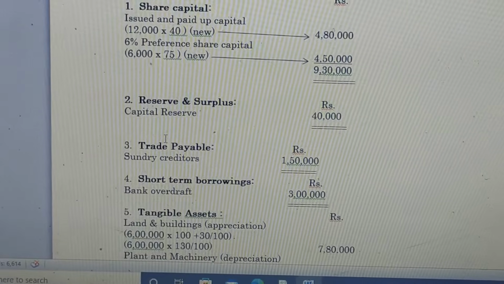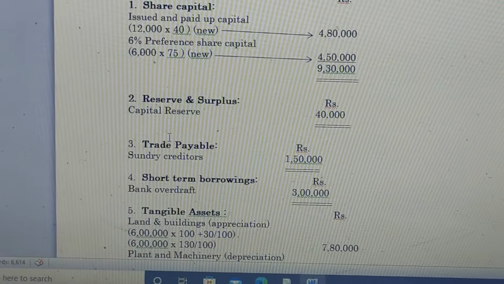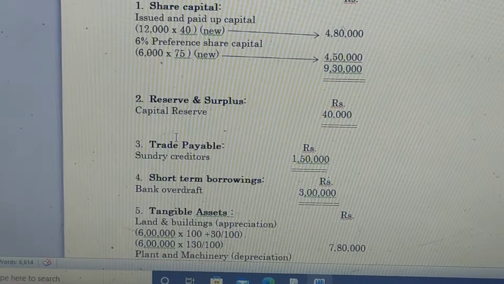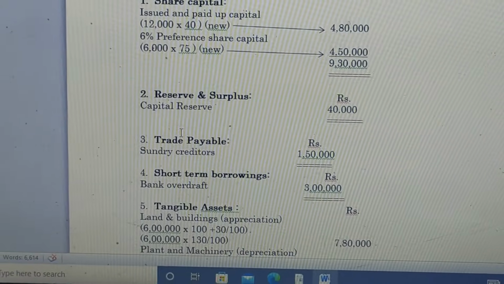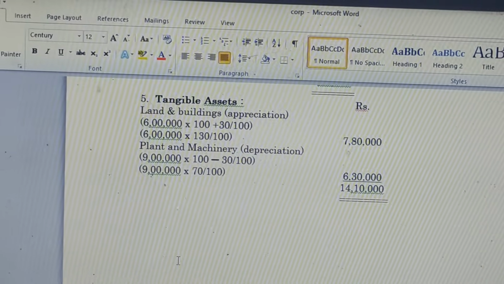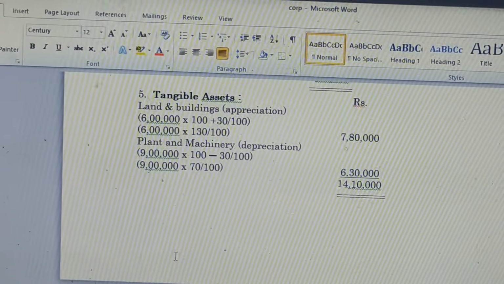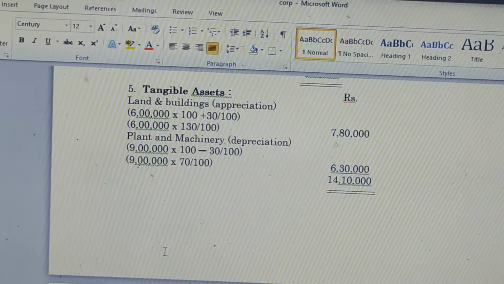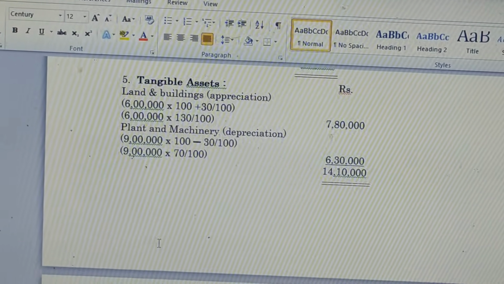And the note number 4 is short-term borrowings. Under the short-term borrowings, we have to mention the bank's overdraft. The amount is rupees 3 lakhs, which is from the costing. And note number 5 is tangible assets. Under the tangible assets, we have to mention land and building. The value has been appreciated with 30%.